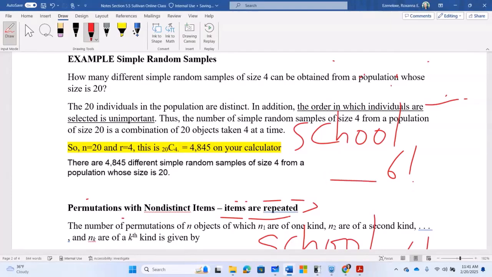6 factorial, the number of letters in school, over 2 factorial, the number of repetitions. If any letter repeats, count the number of repetitions and divide by that repetition. So 6 factorial divided by 2 factorial, that's what we have. You can simplify it by hand or by calculator.